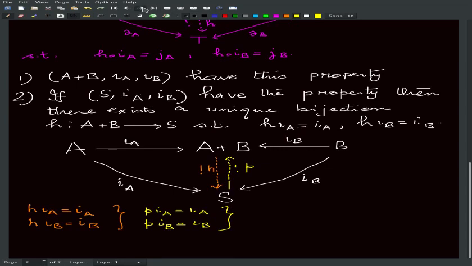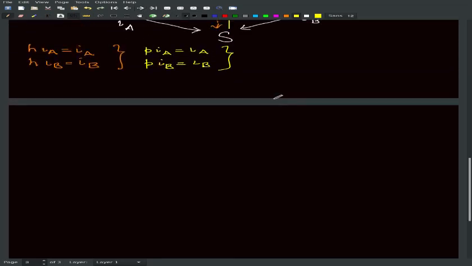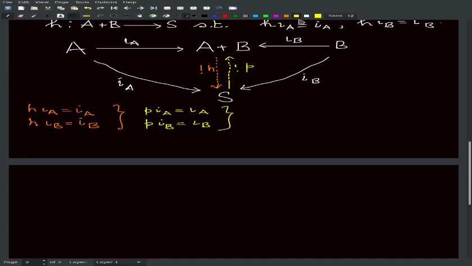Now let us do some calculations. It's similar to what we did last time. H iota A is IA. So P H iota A is P IA, but this is iota A. And similarly, P H iota B is P IB, which is equal to iota B.